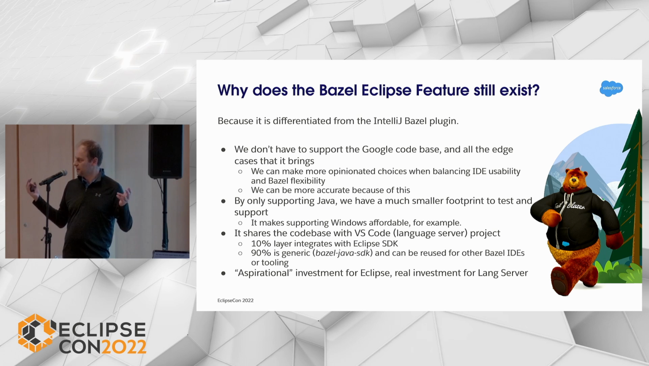But I would say our investment right now for Eclipse is, in American business language, there's a word called aspirational, which means it's not in your top handful of priorities. So we're still trying to work on it, but it's not getting heavy investment, whereas we do have real investment in our language server, and so all the features done for the language server will be coming over to Eclipse.